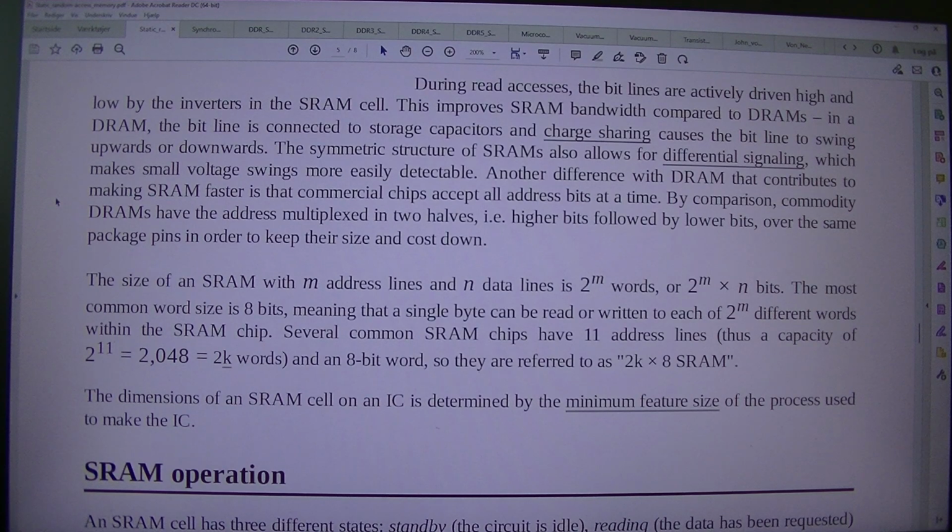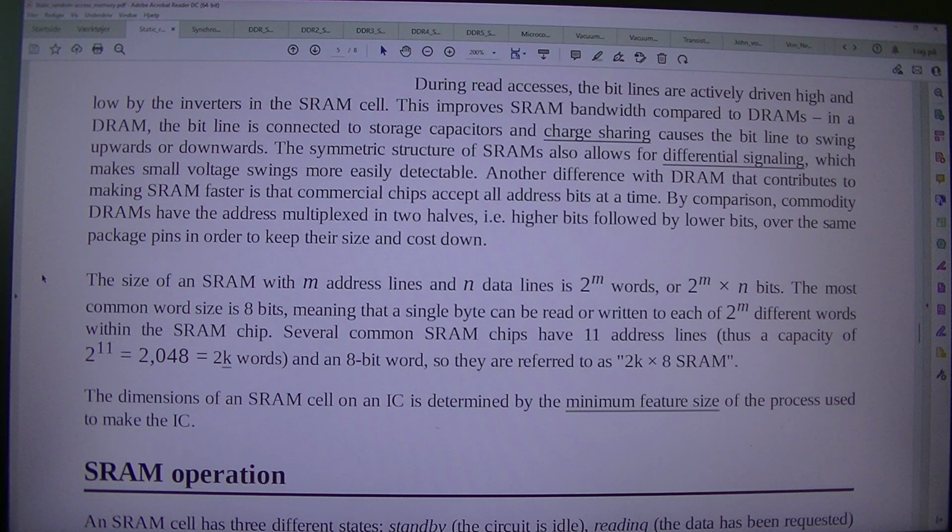The size of an SRAM with M address lines and N data lines is 2^M words, or 2^M × N bits. The most common word size is 8 bits, meaning that a single byte can be read or written to each of 2^M different words within the SRAM chip. Several common SRAM chips have 11 address lines. Thus a capacity of 2^11 equals 2048 equals 2K words, and an 8-bit word, so they are referred to as 2K×8 SRAM. The dimensions of an SRAM cell on an IC is determined by the minimum feature size of the process used to make the IC.